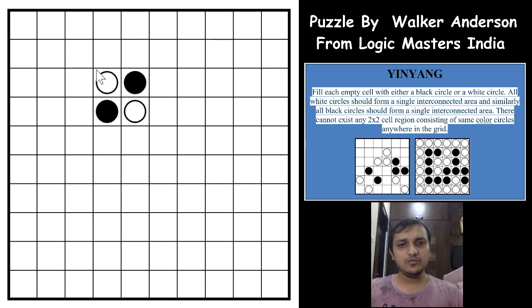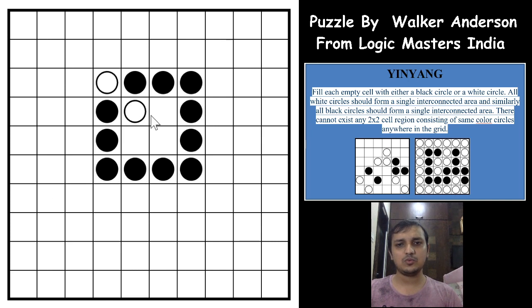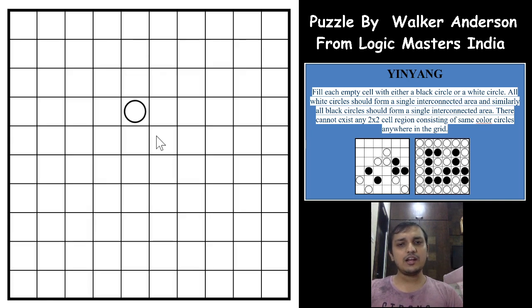Let us see. Now we know that all the white circles or all the black circles will connect to each other. If we connect this black circle to this black circle anyway, this white circle will get stranded in between, right? So maybe if I connect this way, this white circle will get stranded in between and cannot connect to the other group of white circles. So you can never have a checkerboard pattern in a yin yang puzzle, never ever possible. This is one of the tricks that helps us to solve the puzzle faster.